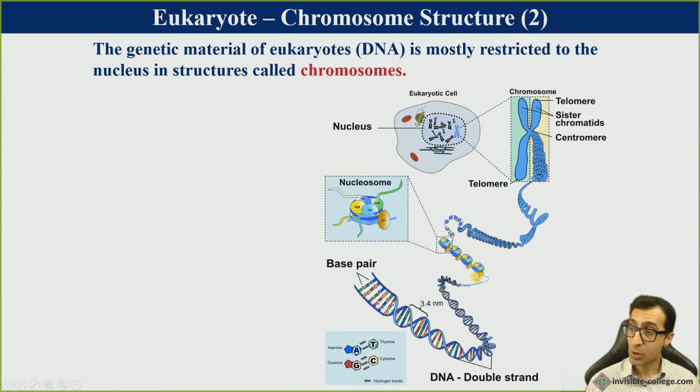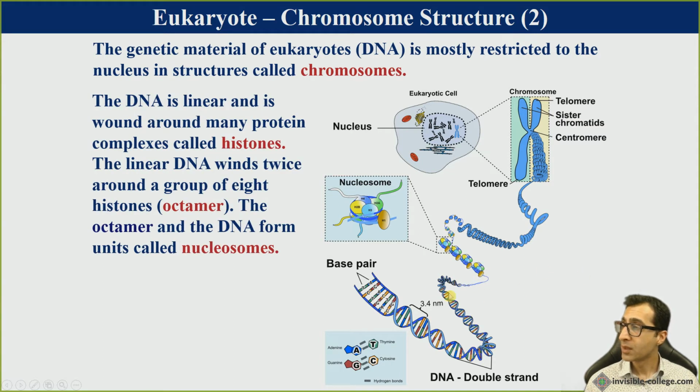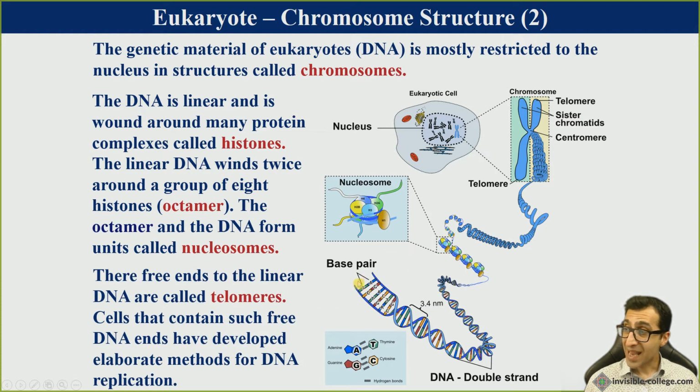So each one of these nucleosomes will have around about 146 to 147 base pairs of DNA wound around it. Now, each one of these nucleosomes is made up of a complex of 8 packaging proteins, which are called histones. And this DNA and the octamer, altogether, the packaging proteins plus the DNA wound around them, is referred to as this unit called the nucleosome. Now, there are free ends to the linear DNA molecule which is found in eukaryotes, and these ends are called telomeres.